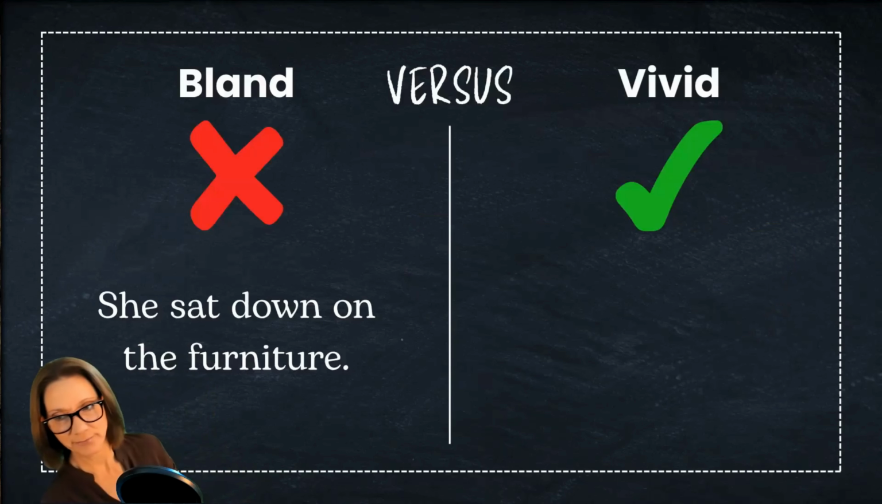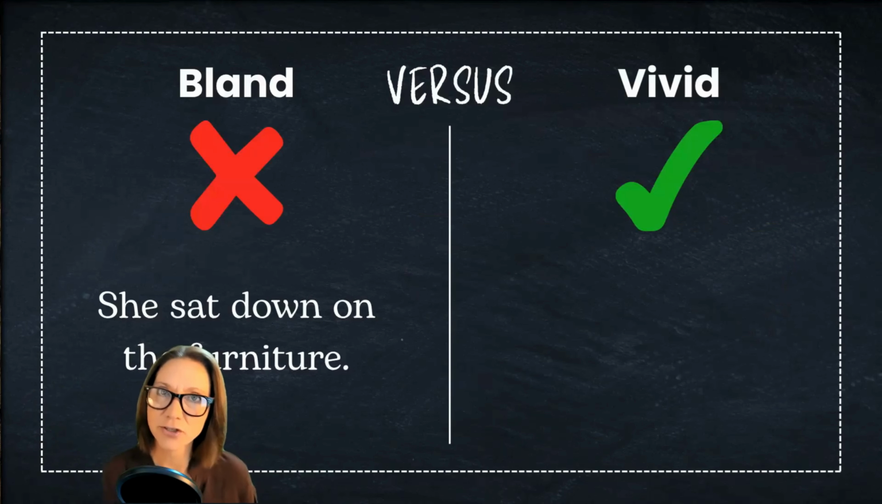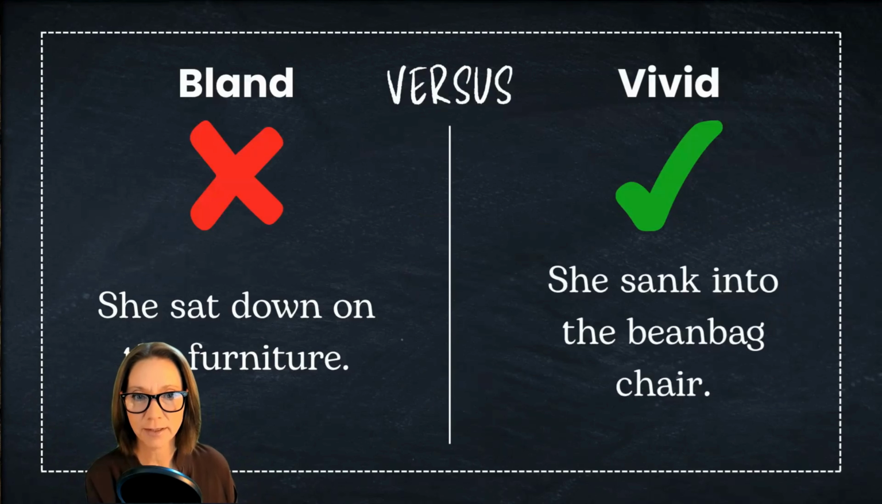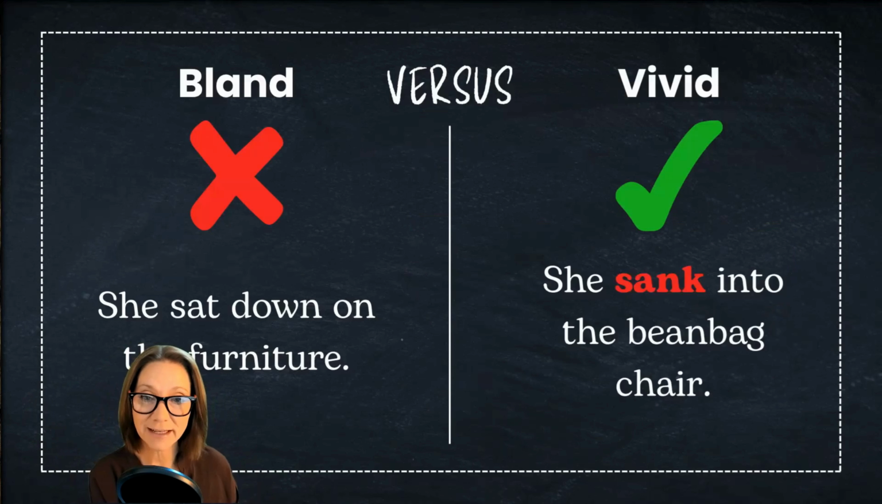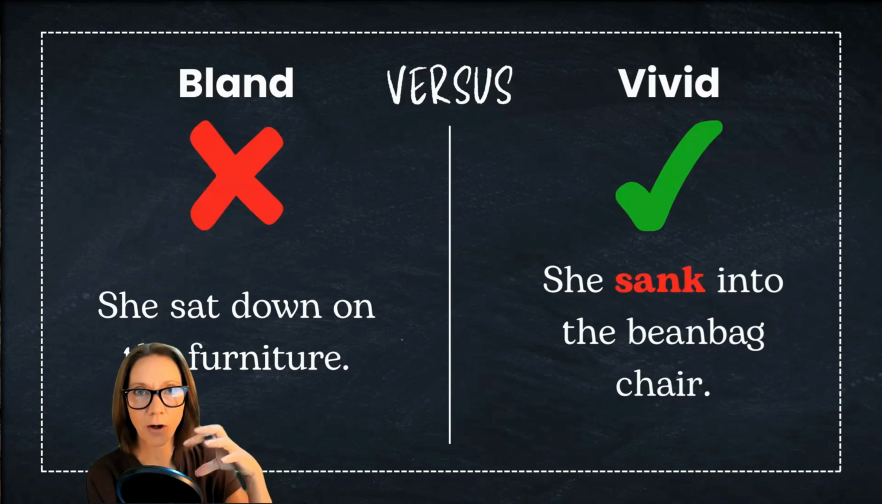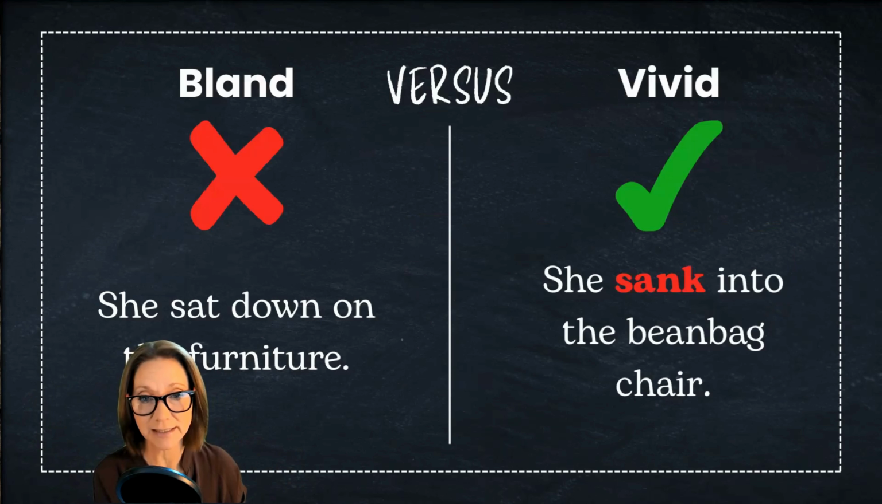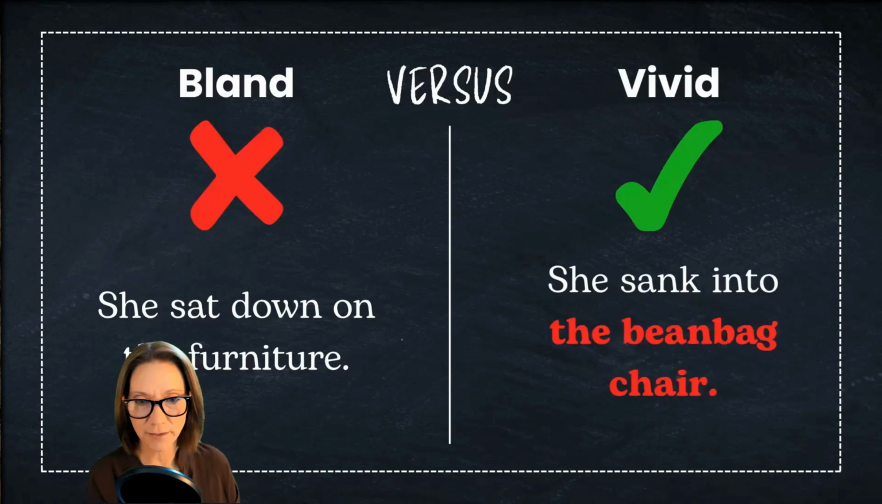First up, she sat down on the furniture. Super bland. Kind of can't picture that. Instead, she sank into the beanbag chair. I want you to notice that I changed the verb. And if you watch the last video on strong verbs, this is where you can start to pull all of these together and put multiple types of vivid imagery in a sentence. So she sank into a beanbag chair, not just any piece of furniture. Now you can visualize it.